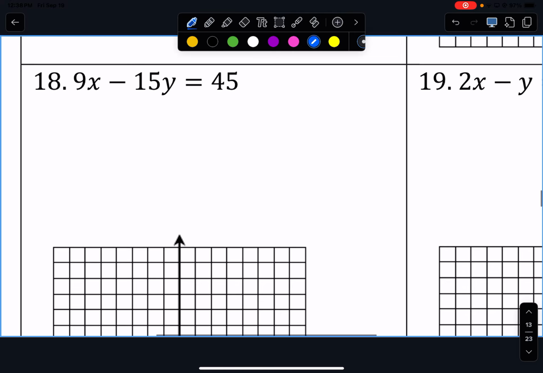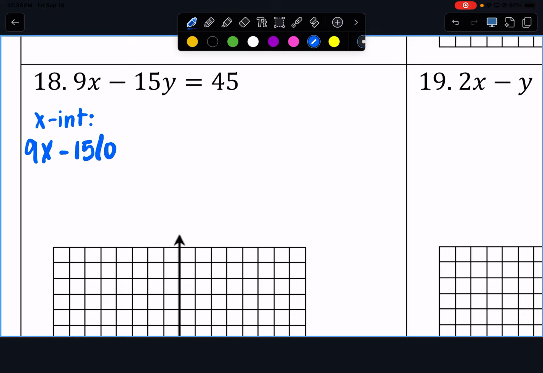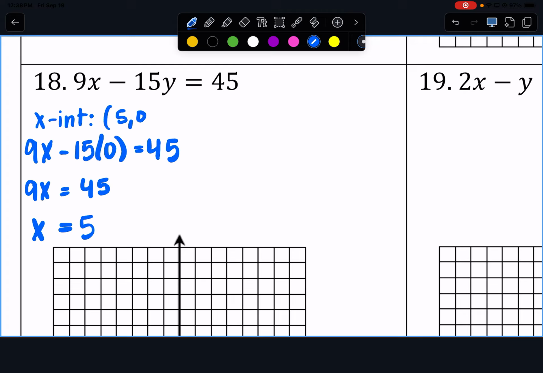Okay, for question 18. To find the x-intercept, what should my equation be? Exactly. Okay, so we get 9x equals 45. What do I do from there? If I divide both sides by 9, I get x equals what? What is 45 divided by 9? 5. So it is the point 5, 0.